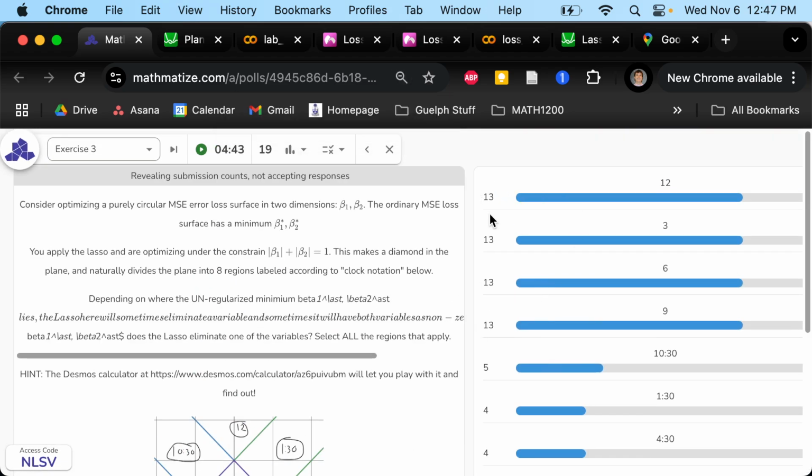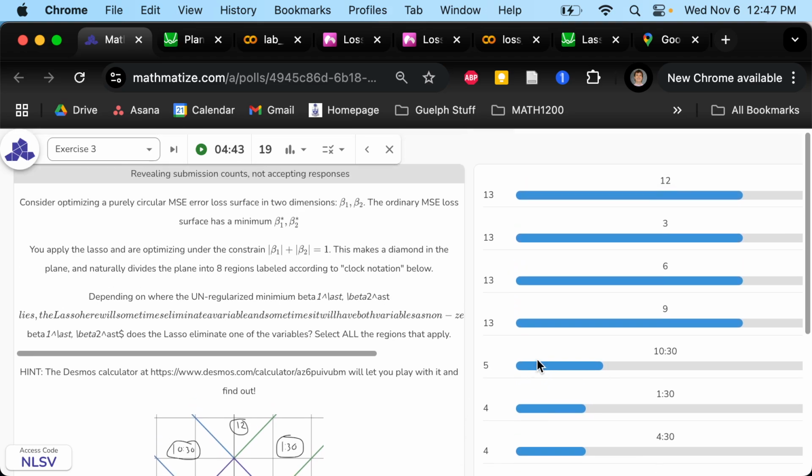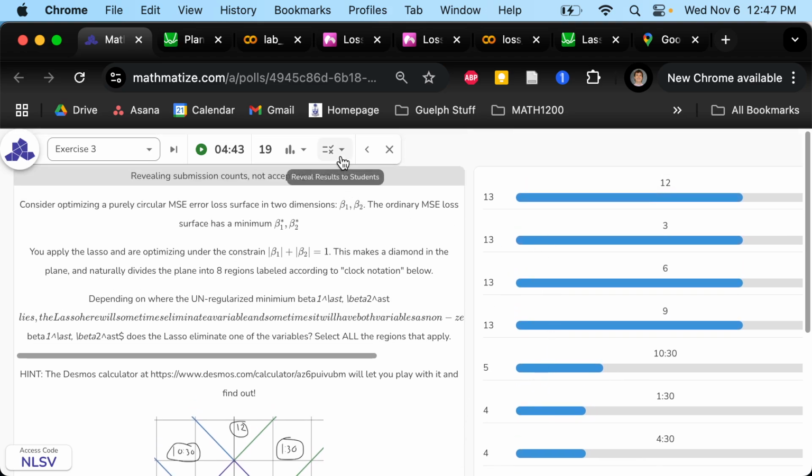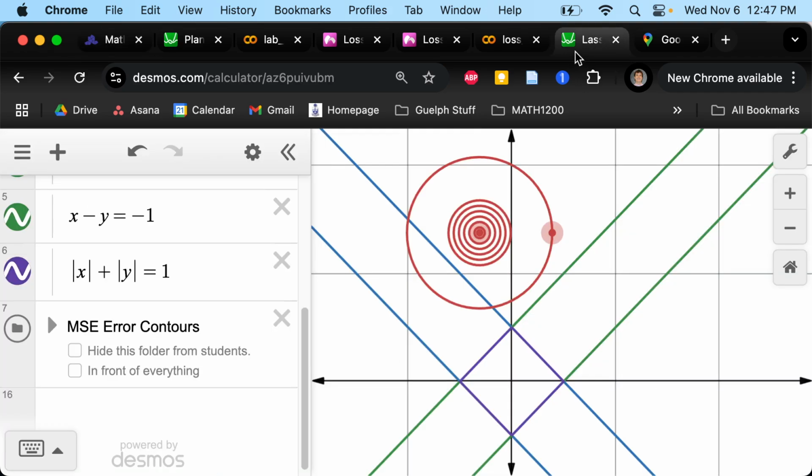Thirteen people said 12, 3, 6, and 9, the whole numbered things. Four or five people said the opposite. The correct answer is exactly what the majority said. 12, 3, 6, and 9 are the regions where the lasso eliminates a variable. Let me show you why in the picture.